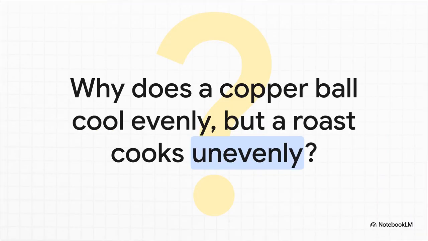Let's get into it. So let's kick things off with a little puzzle, one you've definitely experienced. You pull a big roast out of the oven and the outside is perfectly browned, but the center is still basically raw. And yet, if you take a small, hot copper ball, it cools down almost perfectly evenly all the way through. Why? They're both just objects losing heat, so what's actually going on here?